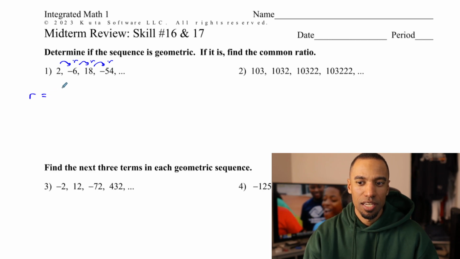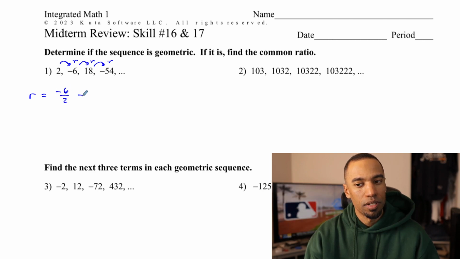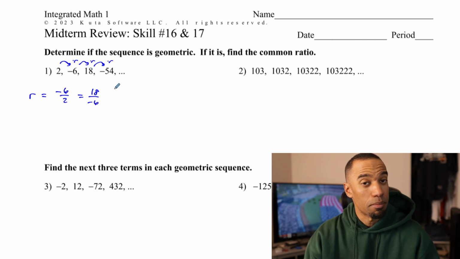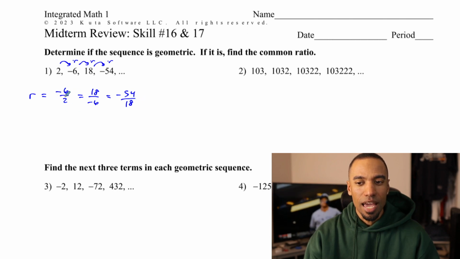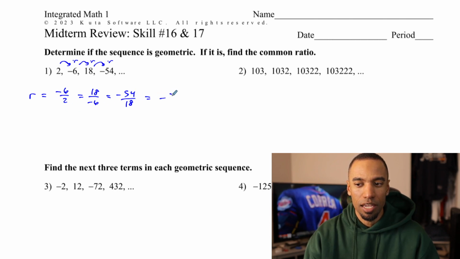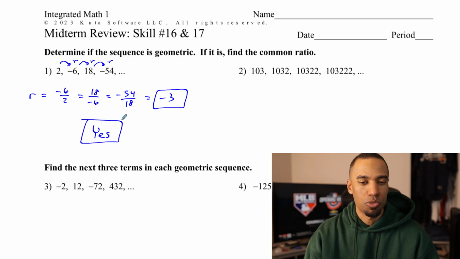I'm going to do a test. Does 2 times what is negative 6? I'm sure you know it's negative 3, but you can test it by doing negative 6 divided by 2. Let's see if 18 divided by negative 6 gets you the same thing, because that means you're multiplying by the same thing, and negative 54 over 18. Yeah, all of these reduce to negative 3. Common ratio is negative 3, so yes, this is a geometric sequence right there.